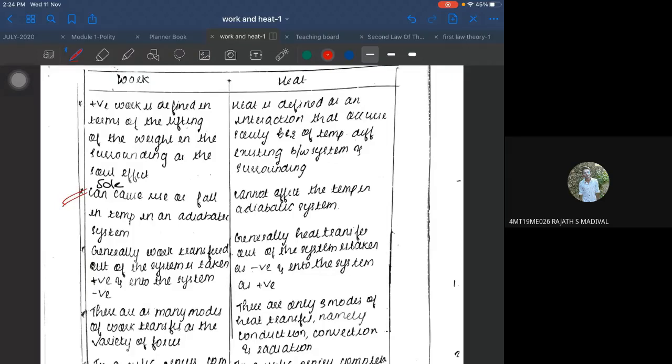Can work and heat cause a fall in temperature in an adiabatic system? Work and heat cannot affect the temperature in an adiabatic system, because in an adiabatic system heat cannot transfer. What is an adiabatic system? An adiabatic system is a system where the heat transfer is zero, that is, dq is zero. That's why it is so.